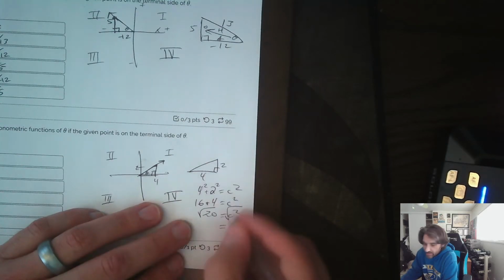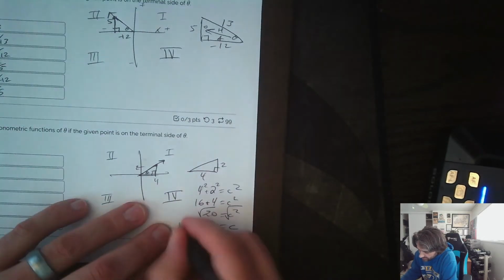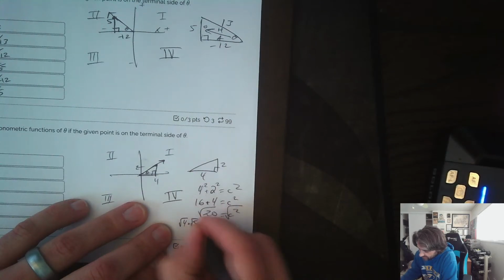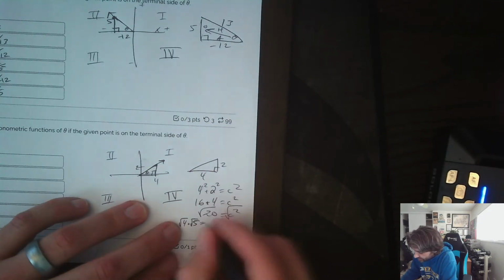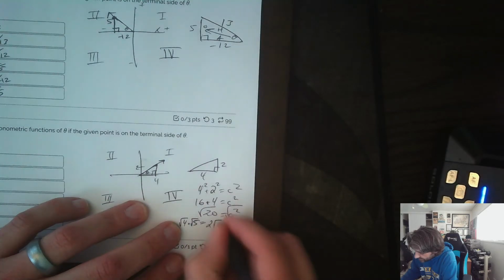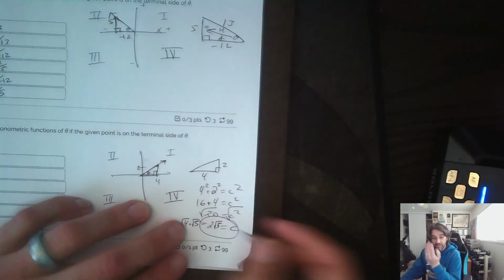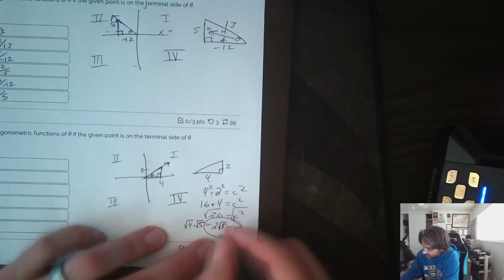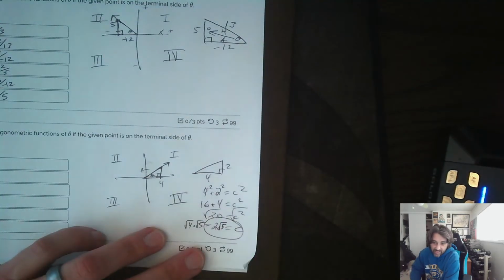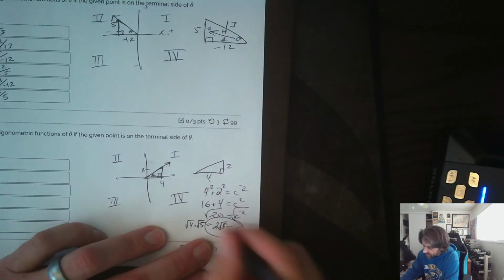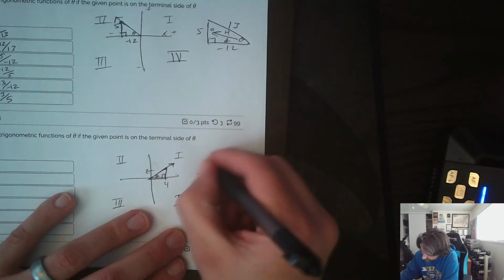But the square root of 20 is like the square root of 4 times the square root of 5. Properties of square root. The square root of 4 is 2, times square root of 5. So I highly recommend, pretty please, go to a Pythagorean theorem calculator and just plug that number in and get that number. That is our hypotenuse.